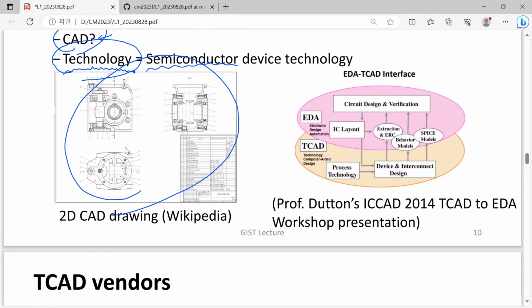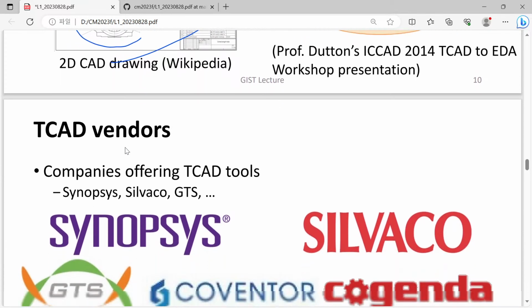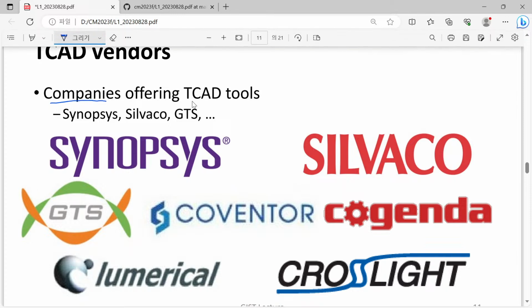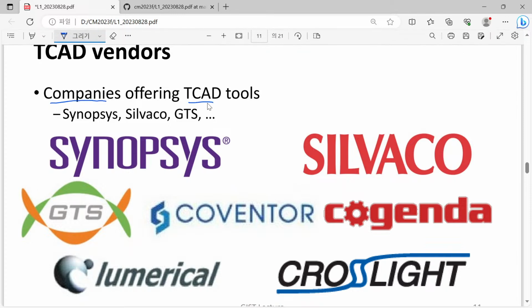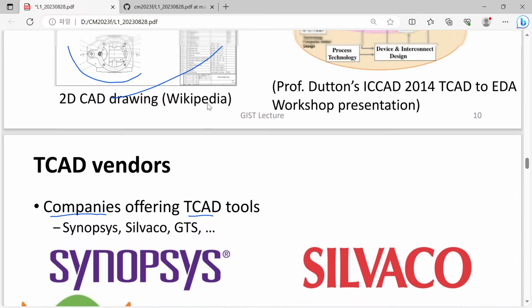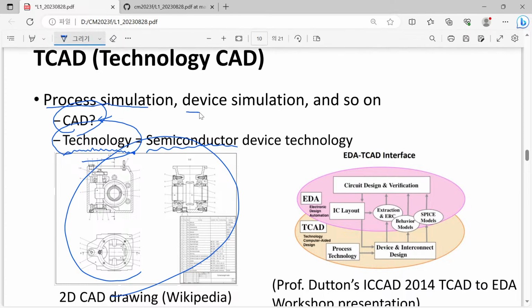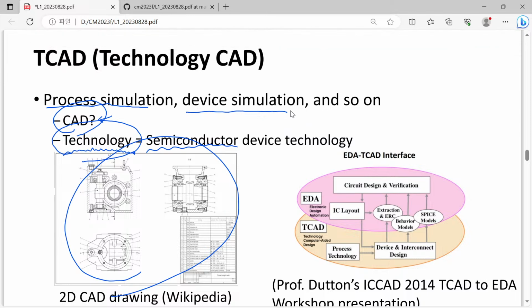Okay, so then let's go to the next one. How about the TCAD tools? TCAD is actually sold. I mean that there are companies offering TCAD tools. TCAD tools, once again, means a collection of different computer programs like process simulator and device simulator and other simulators. The collection of these computer programs is called a TCAD suite.